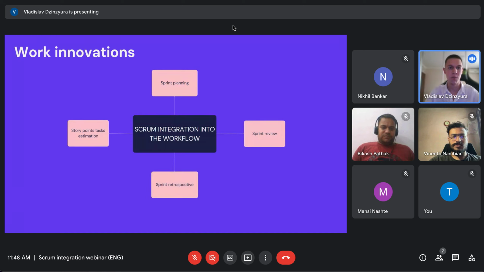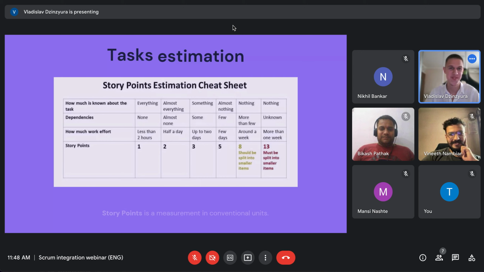So what about work innovations? Starting from Monday, I hope we will add some innovations into our workflow. So sprint planning, sprint review, and retrospective will be added, as I already discussed, and also we will have some innovation about story points task estimation. So you will ask, what is a story point? You didn't discuss it with us. I prepared the next slide.